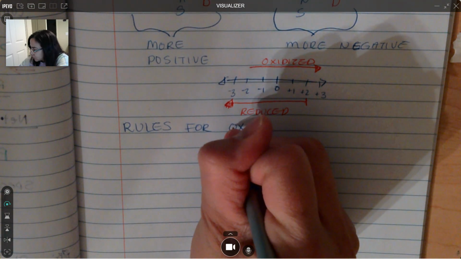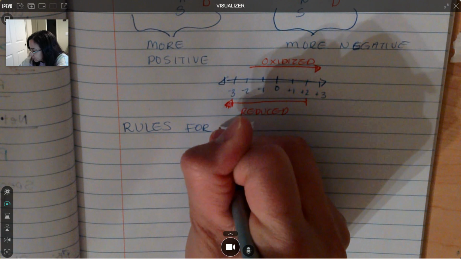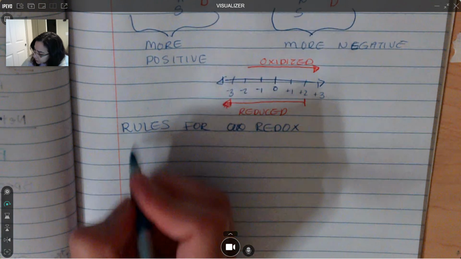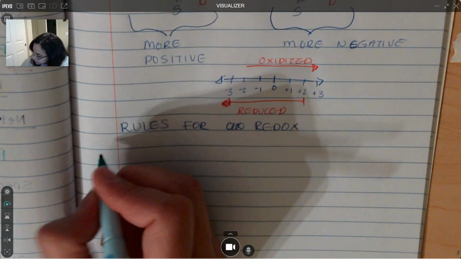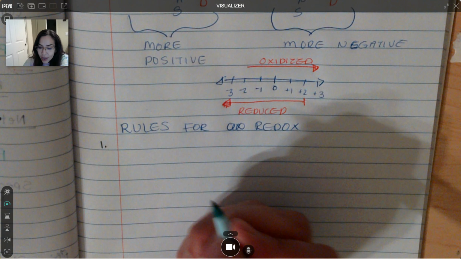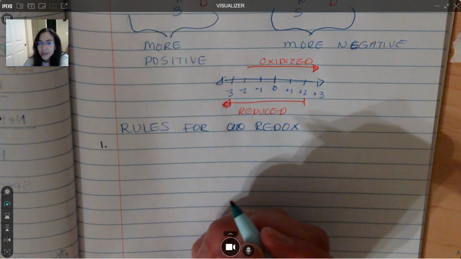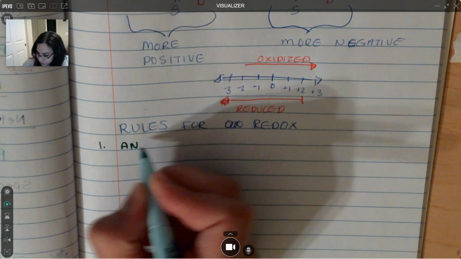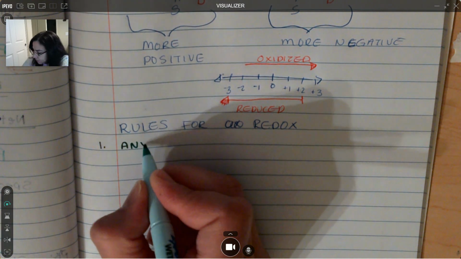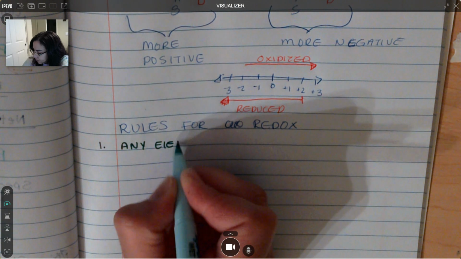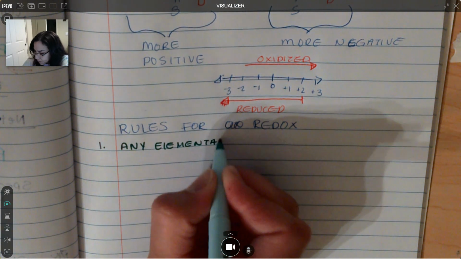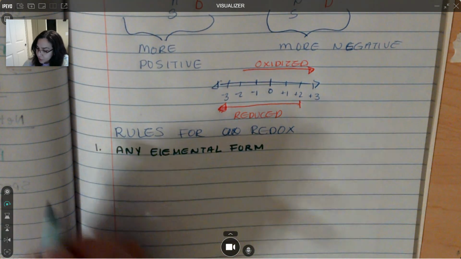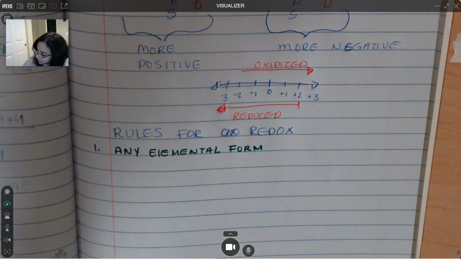Actually, I shouldn't say oxidation, I'm going to call this redox. Rules for redox and figuring stuff out. Number 1, any elemental form is going to get a charge of 0. Any elemental form, you're going to get an oxidation state of 0.